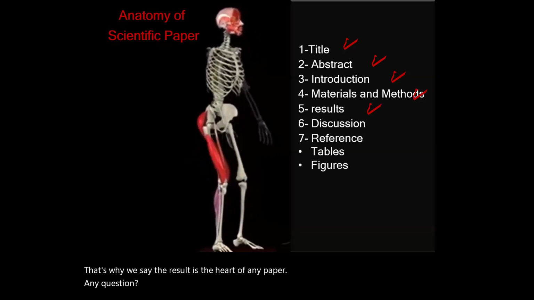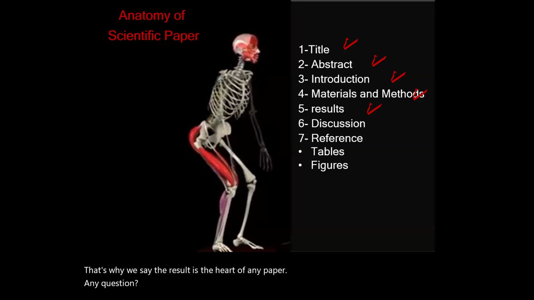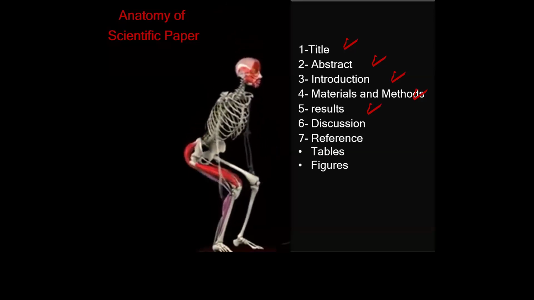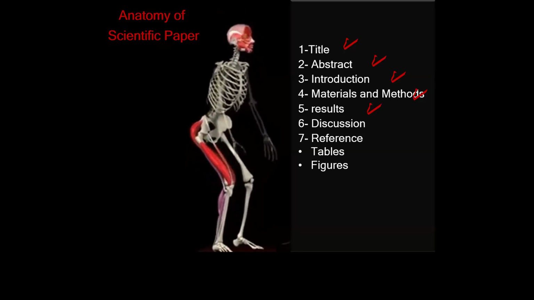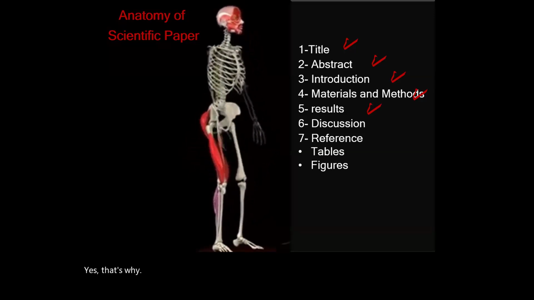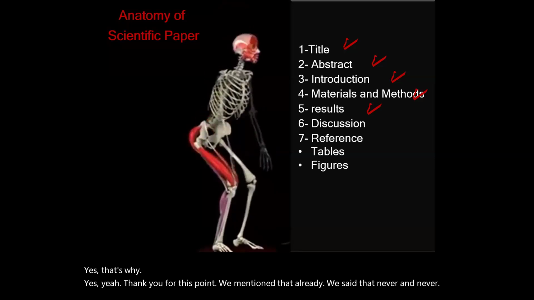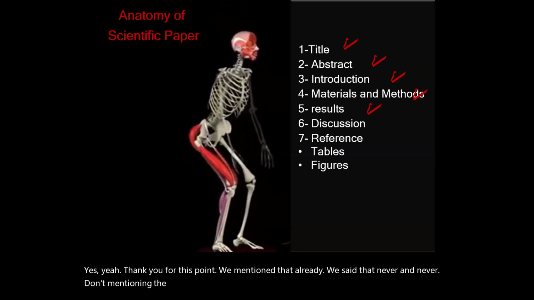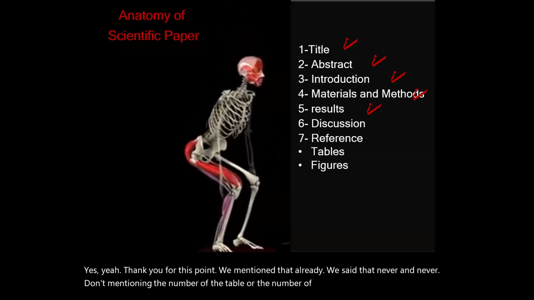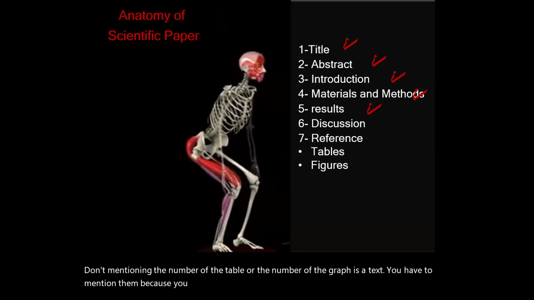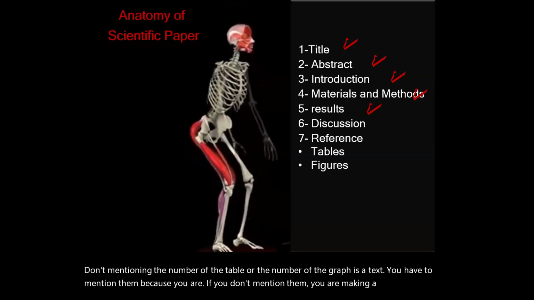And I think we should highlight that any figure or table should be cited in the related context. So even if you put the figure just under the related paragraph, you have to write Figure 1 at the end of the paragraph. Yes, that's a point we sometimes miss. Thank you for this point. We mentioned that already. Never, never, and never omit the number of the table or the number of the graph in the text. You have to mention them because if you don't, you create a very confusing part for the readers.